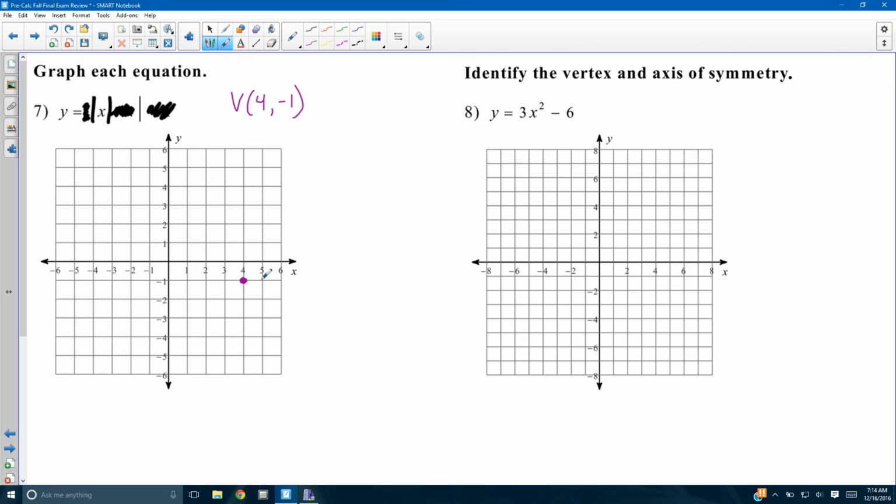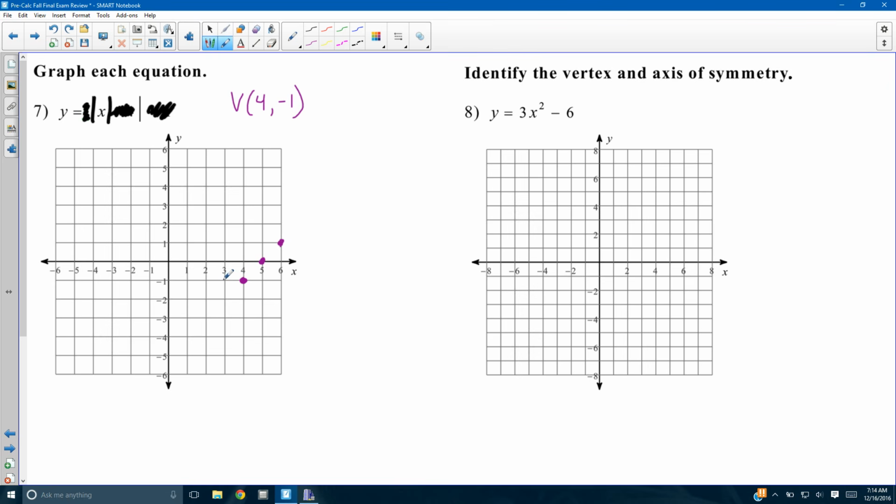If I move 1 away, I'll be taking the absolute value of 1, which is 1. If I go 2 away, I'll be taking the absolute value of 2, which is 2. Okay, I can't go any further. You can on your graph, but I can't plot any more points. Let's go the negative direction.